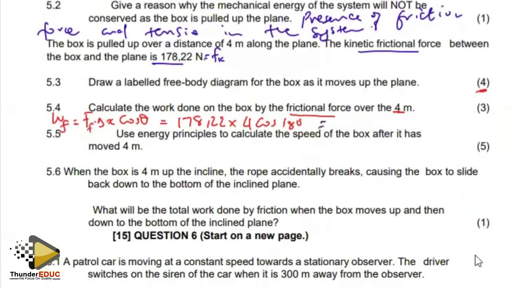So I punch that into my calculator. That's going to be 178.22 times 4 times the cos of 180. That's correct. So that's going to give us negative 712.88. Remember, this is work done. Work done is measured in joules. So the explanation for the negative sign is just the direction. It's acting in the opposite direction. All right, then 5.5, use the energy principle to calculate the speed of the box after it has moved 4 meters up.